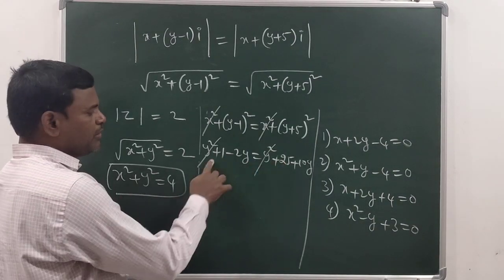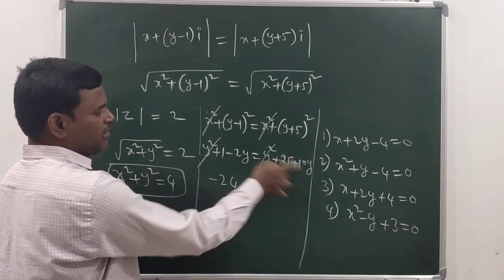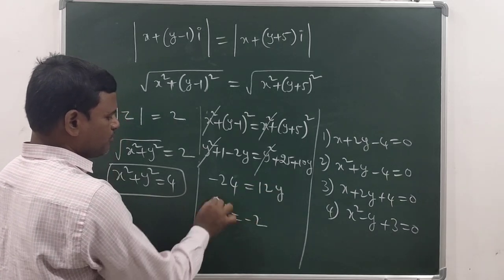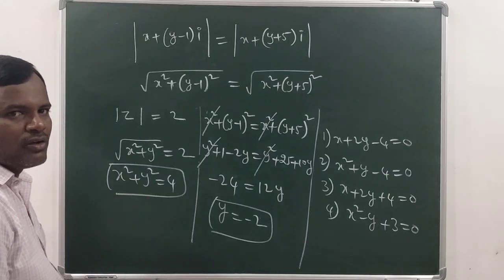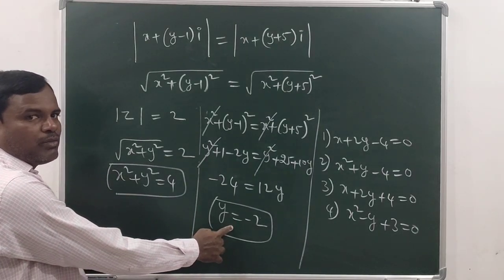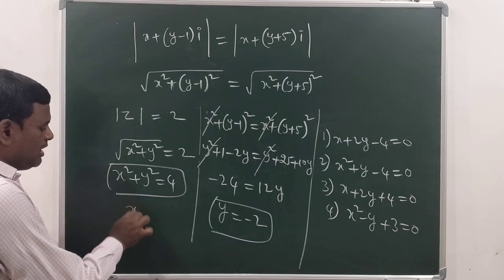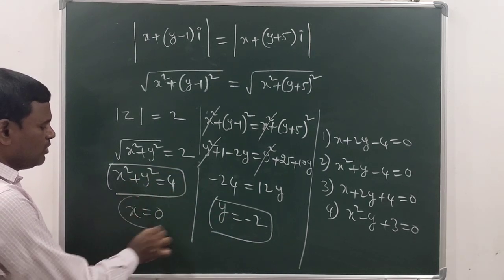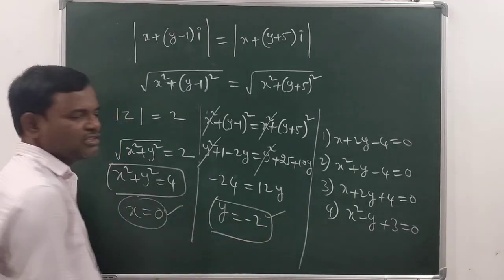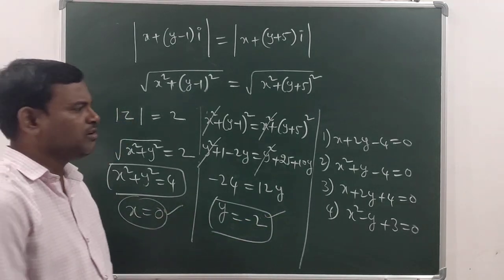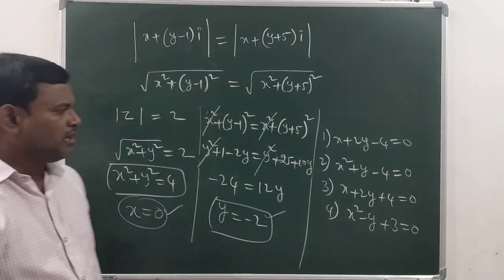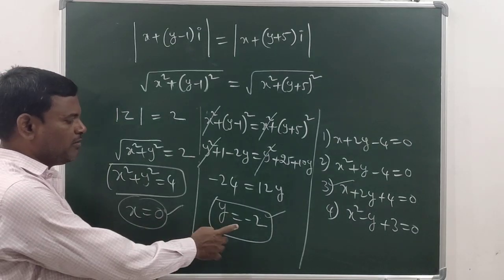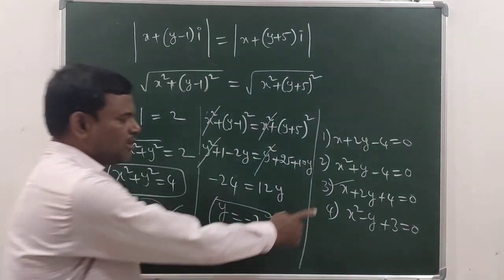Now when you take 25 to the left side, minus 24. When it goes to the right side, 12y. Now y is equal to minus 2. So now substitute this y value minus 2 here, minus 2 whole square is 4, which cancels, with respect to x value 0. x is 0, y is minus 2. Now substitute these x and y values in the 4 options. I think the third option is going to be satisfied by x equal to 0 and y equal to minus 2. Hence the third option is correct.